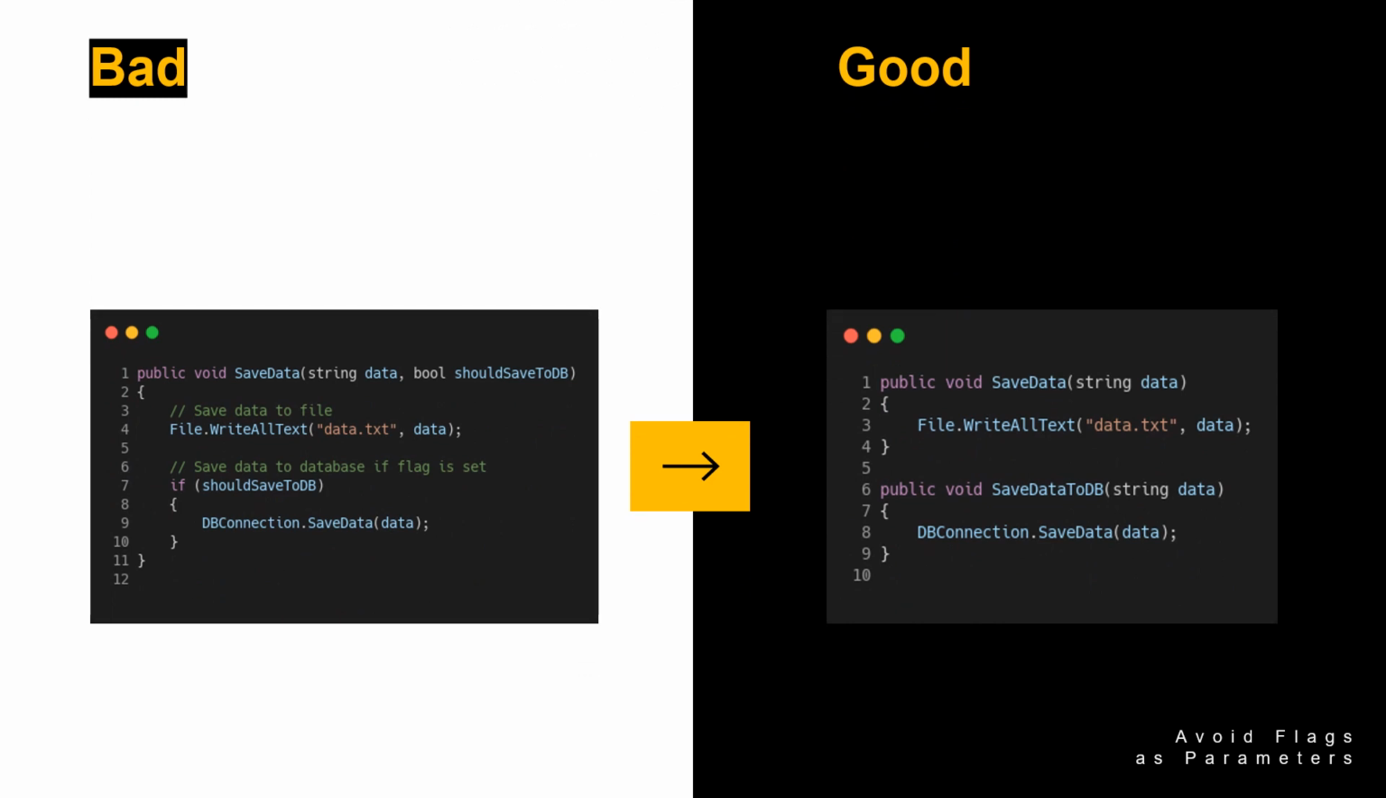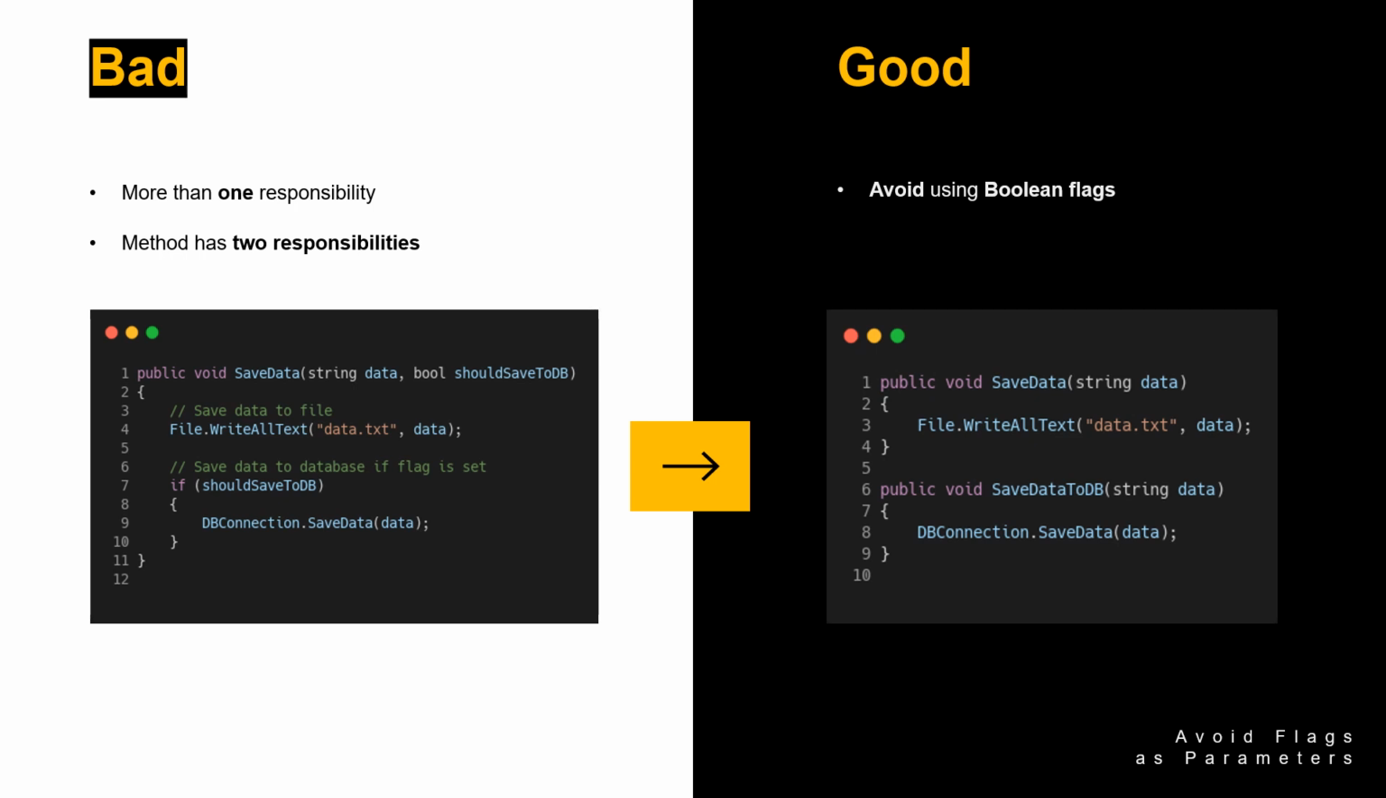When designing methods in C#, it is generally considered a good practice to avoid using Boolean flags in the method parameters. This is because Boolean flags can indicate that the method has more than one responsibility, which is against the clean code principles. For example, consider the bad example method that has a Boolean flag in the parameter list. The saveData method has two responsibilities, saving data to a file and saving data to a database.